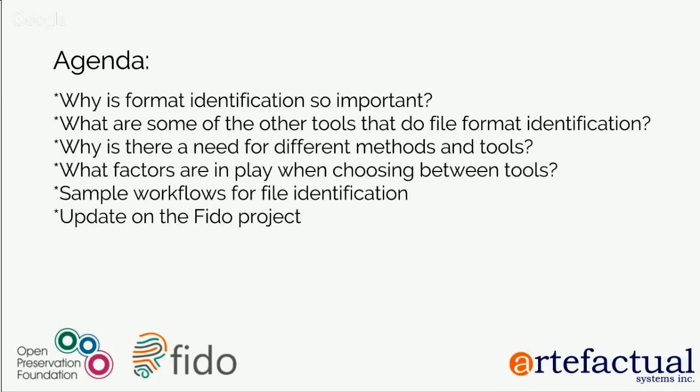We have some sample workflows for file identification to go through, and I've taken these very shamelessly from the Archivematica community because that's the community of users that I know the most about, but I think it's generic enough that hopefully you can get something out of this even if you're not an Archivematica user. And then finally we'll finish with an update on the Fido project and talk about some of the updates that we've included in the 1.3.3 release, which, as I mentioned, was just released today.